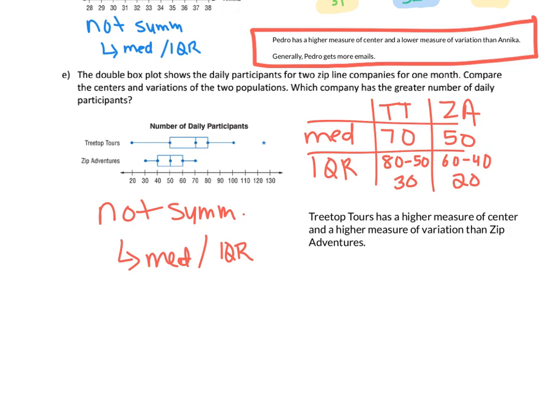And remember, this one asked us a question. We don't want an inference. Which company has the greater number of daily participants? Well, Treetop definitely has more. Treetop Tours has a greater number of daily participants.